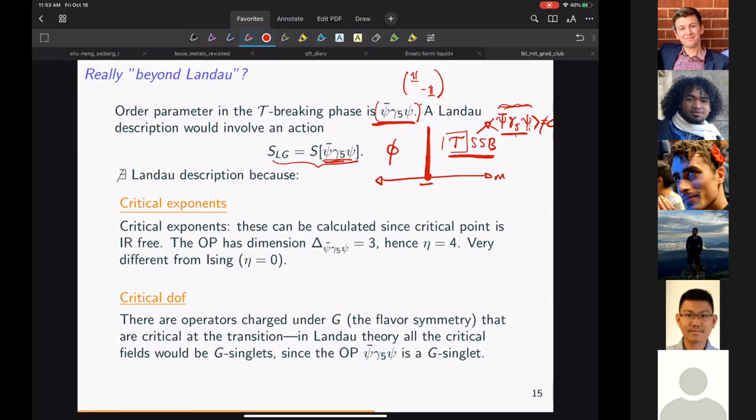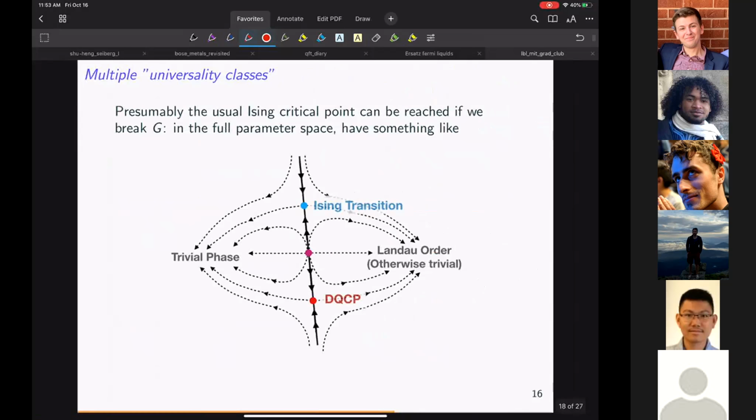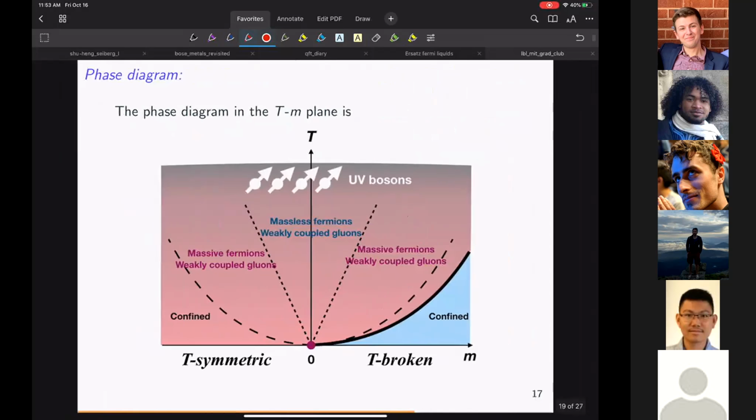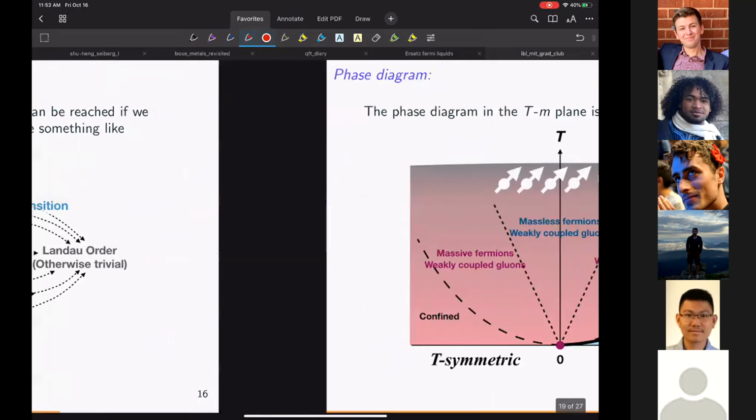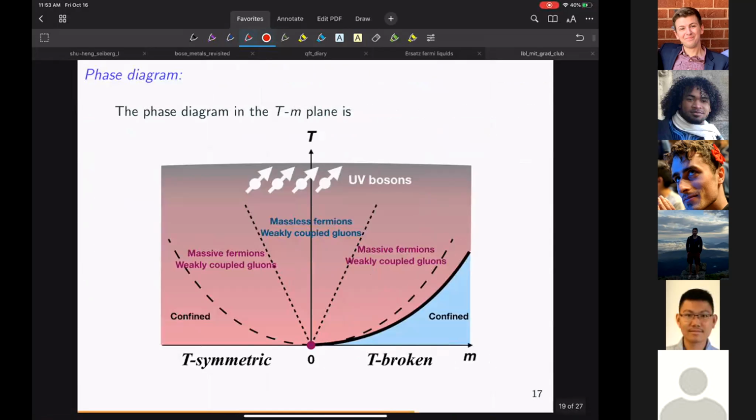Okay. And so maybe two slides before I finish, just to give you the phase diagram that we derive. Okay, so here's what the phase diagram looks like. I've been drawing this in various guises through the past few slides. This is now plotted as a function of temperature and the mass, which is the tuning parameter, right?